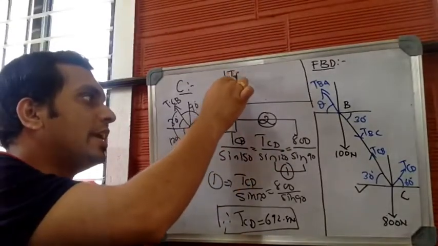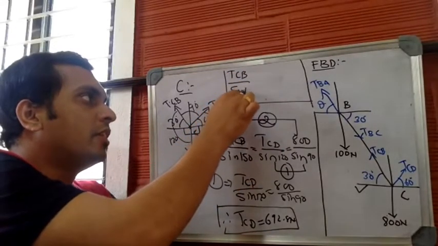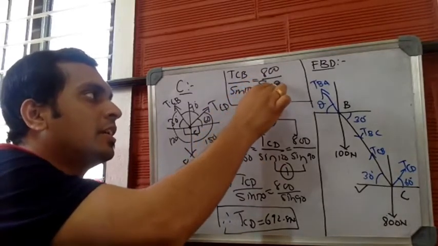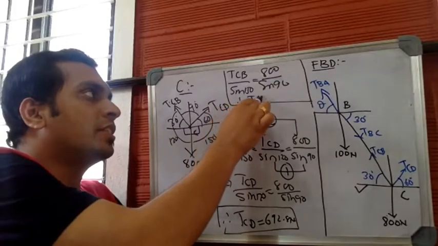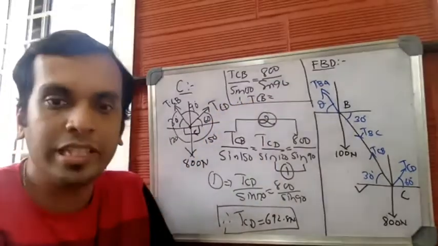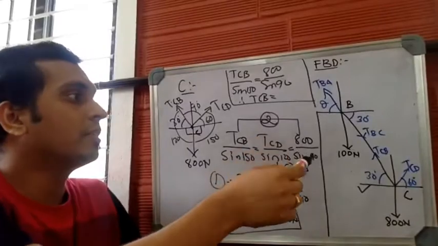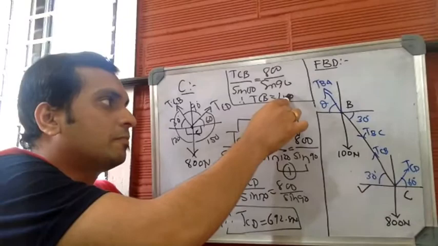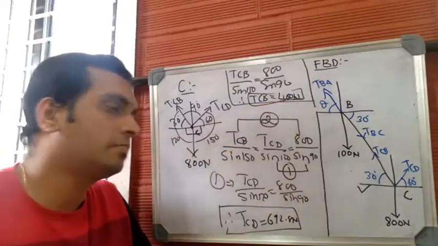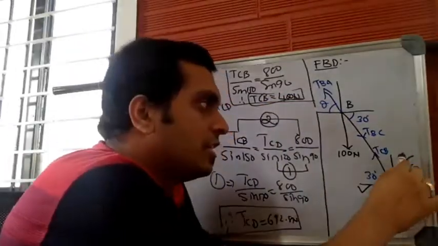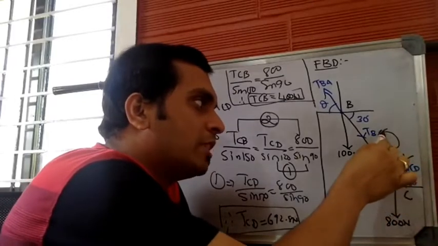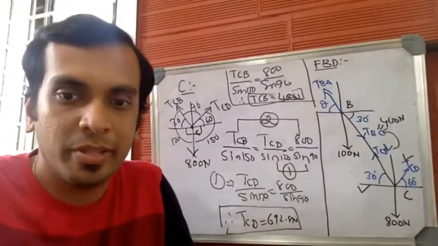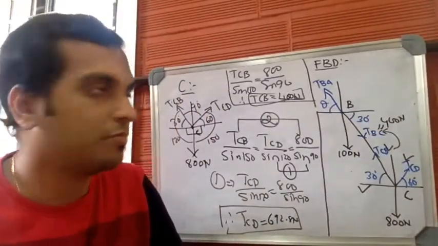Equation 2 is TCB by sine 150 is equal to 800 by sine 90. Again, TCB is the only unknown. You can find the value of TCB and you'll get TCB as 400 newtons. So you got TCD and you got TCB. TCB is equal to TBC, so even TBC will be equal to 400 newtons.